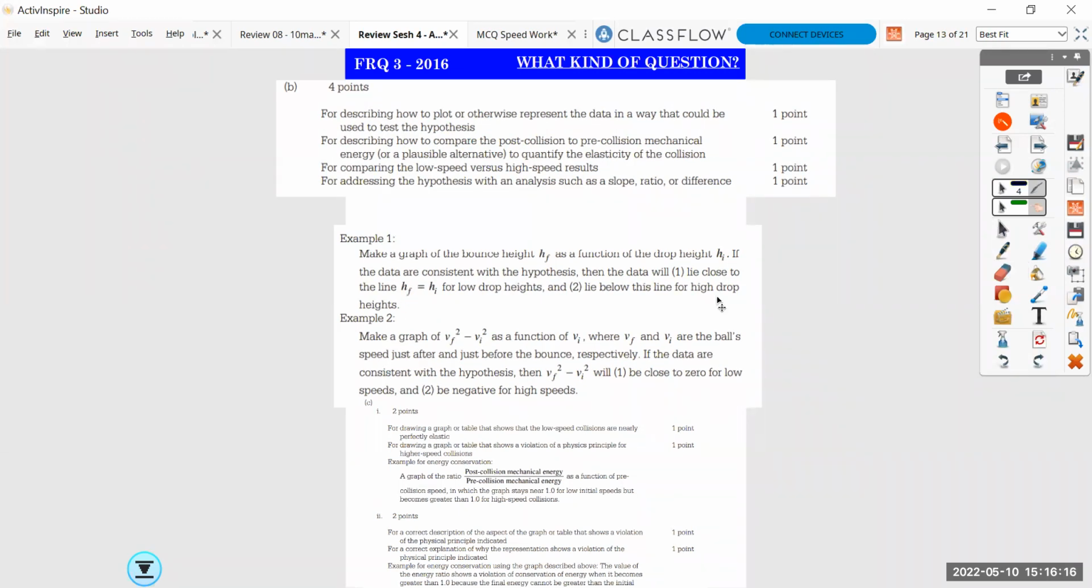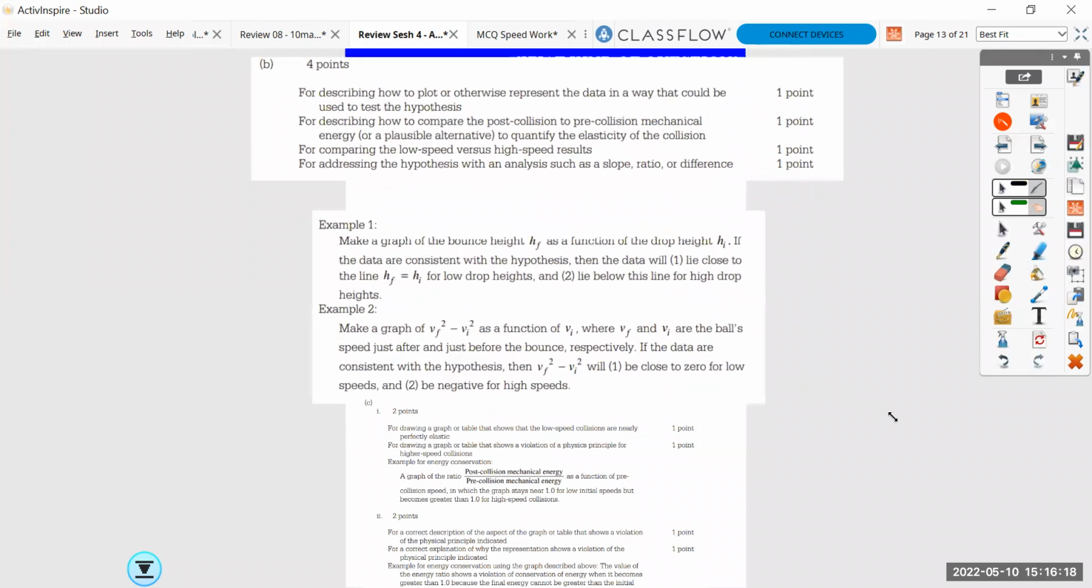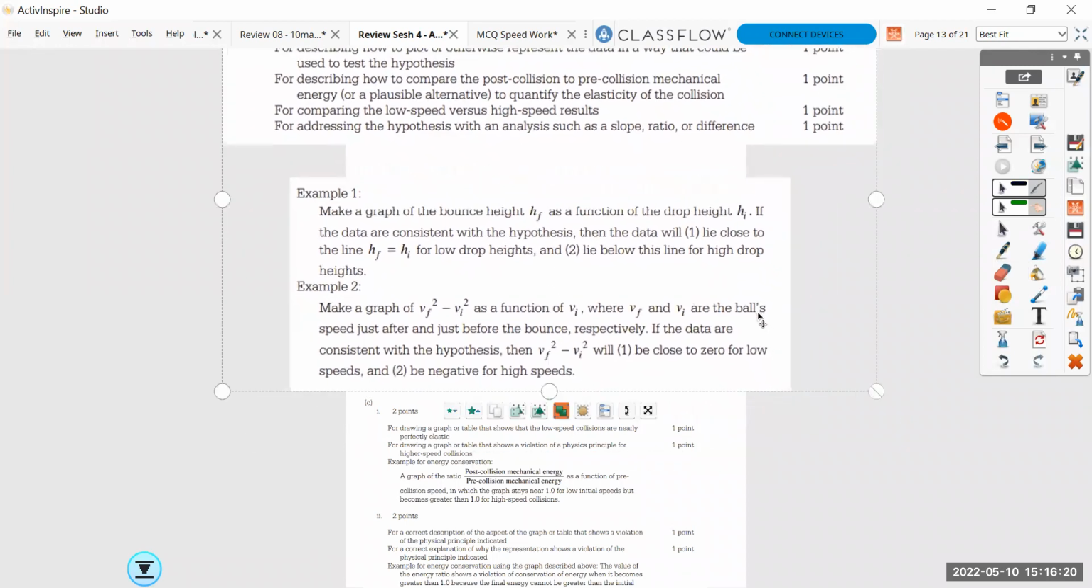So an example that they've got here is make a graph of the bounce height as a function of the drop height. If the data are consistent with the hypothesis, then the data will lie close to the line for low drop heights and lie below the line for high drop heights. They suggest making a graph of the change in the square of the velocity as a function of v. And they're expecting, okay, this is their example. You don't have to do it that way.